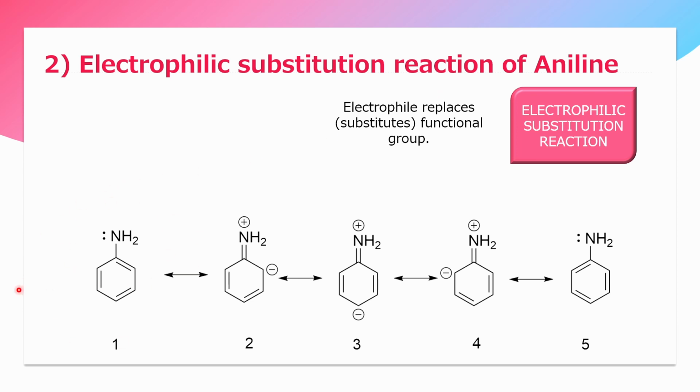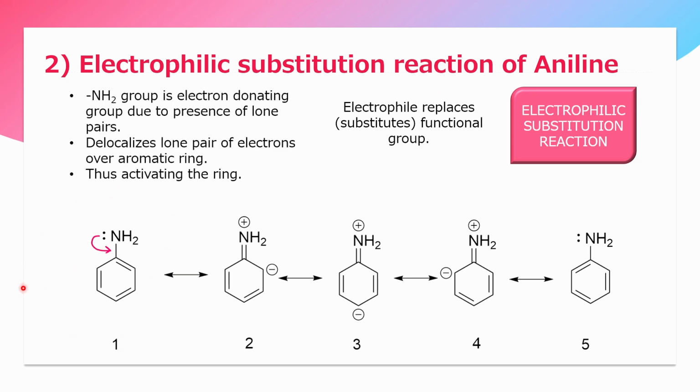So NH2 would give the lone pair of electrons, and this is how the negative charge comes over ortho and para positions. And reading this, we'll see that the NH2 group is an electron donating group due to the presence of lone pairs, as we can see over here, and it delocalizes the lone pairs of electrons over the aromatic ring, thus activating the ring.